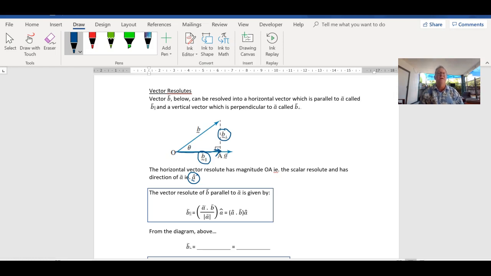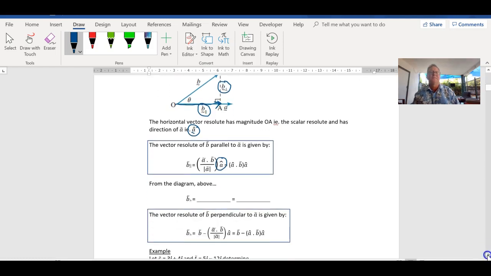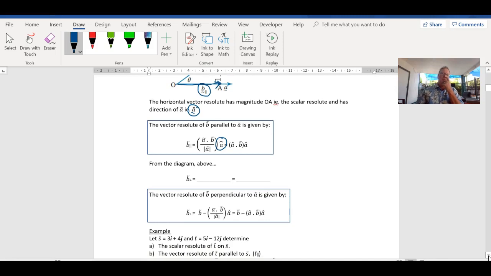It's got the length of the scalar resolute, which we knew previously was the dot product divided by the norm of A, times a unit vector in that direction. A unit vector in the direction of A is just vector A divided by its magnitude. Ooh, what a mouthful. So, here we have it.